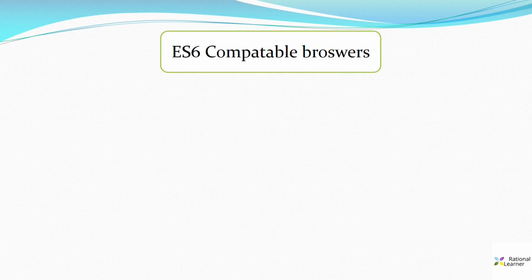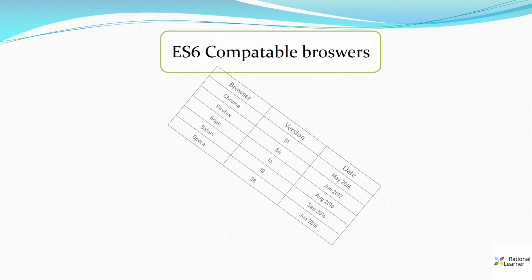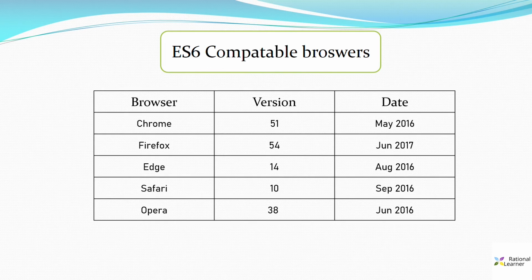JS versions change from time to time. So all versions are not compatible with all browsers. Let's see what are the browsers that are compatible with ES6. Chrome, Firefox, Edge, Safari and Opera are compatible with ES6 features. These are the versions of the browsers that are compatible with ES6 and the date of release of those browsers.